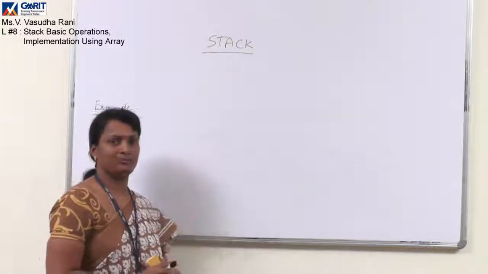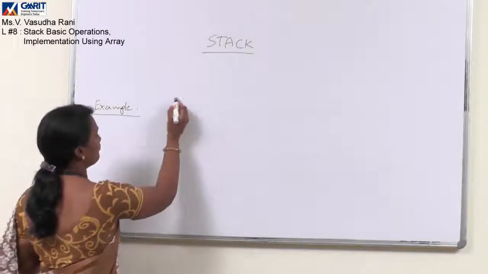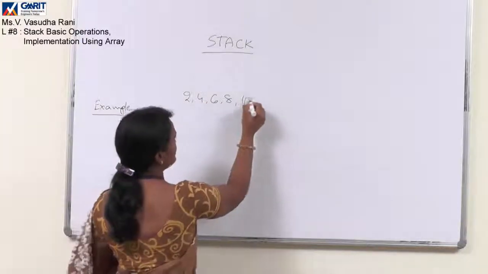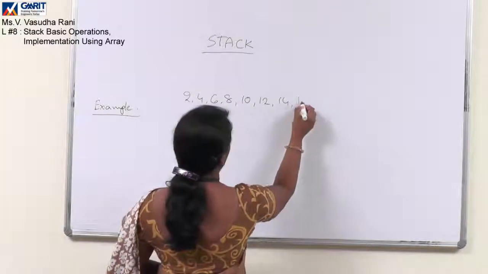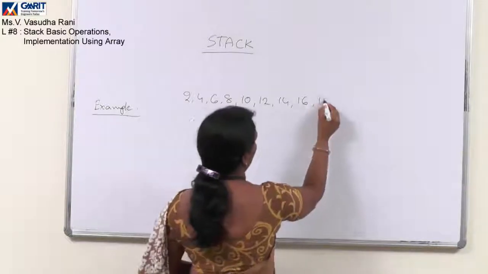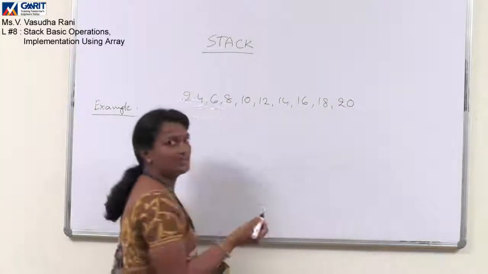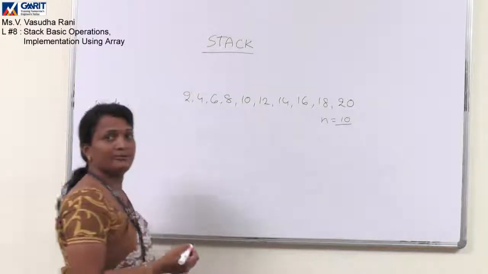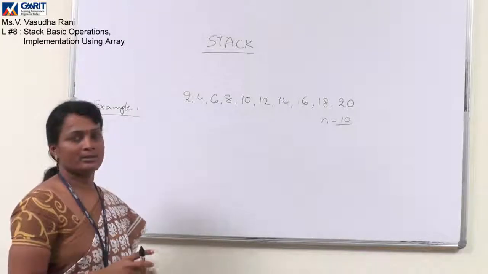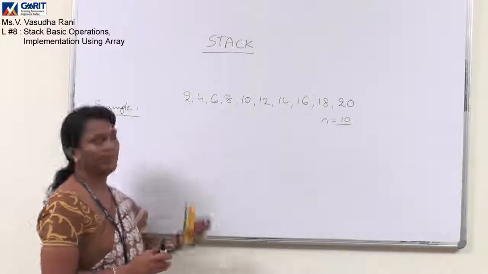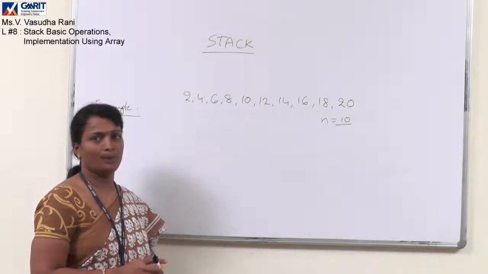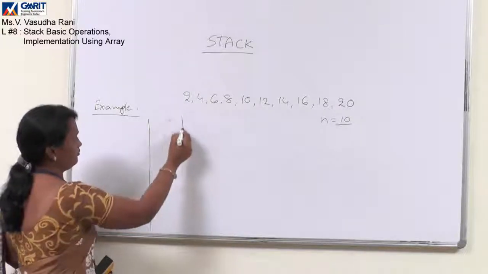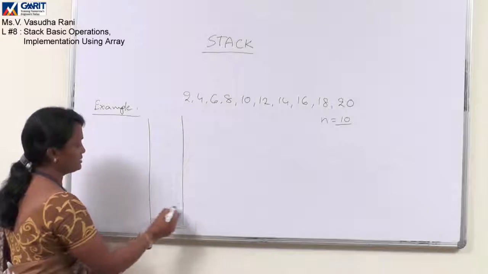With integer data, let's have one more example. If you consider the list of integers 2, 4, 6, 8, 10, 12, 14, 16, 18, 20, this is the list we have taken, and the list size is 10 elements. For this list, we want to construct stack data structure by performing a sequence of push and pop operations. Now we can have our stack with size 10.